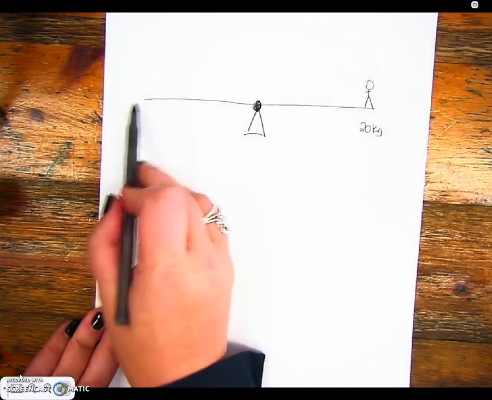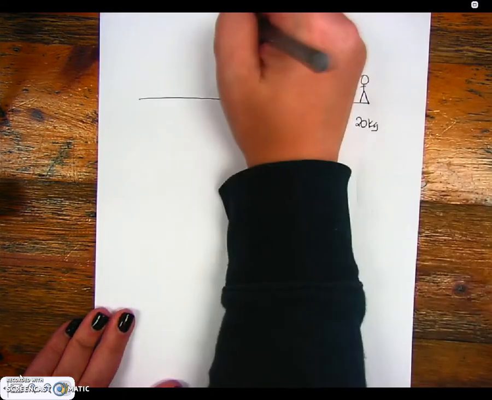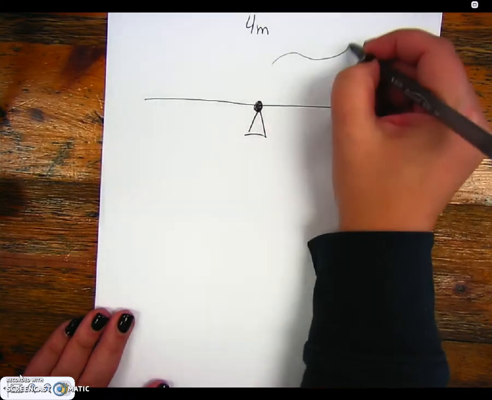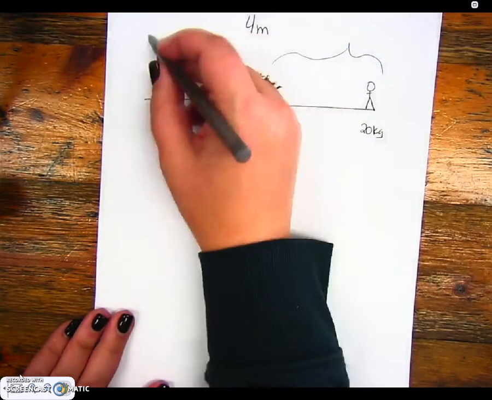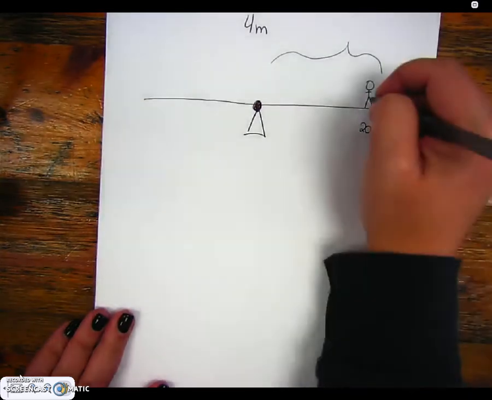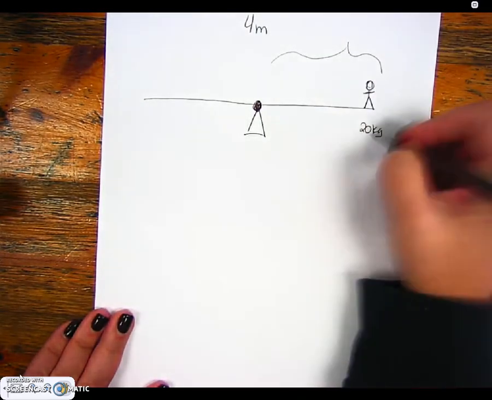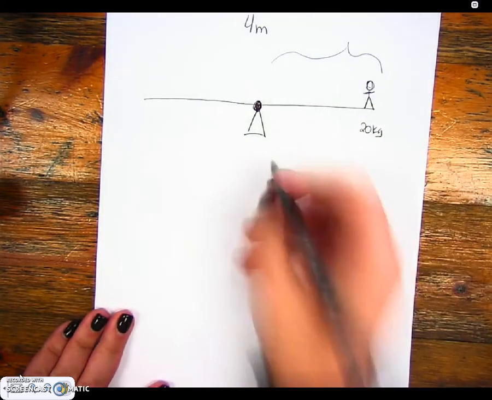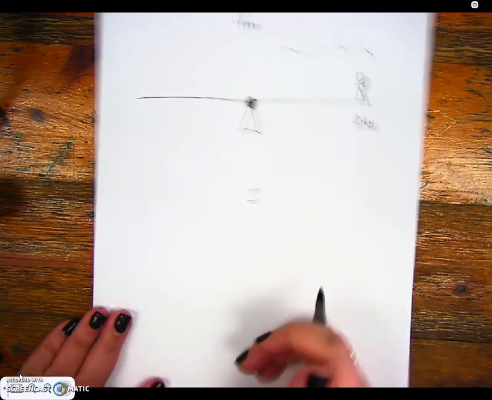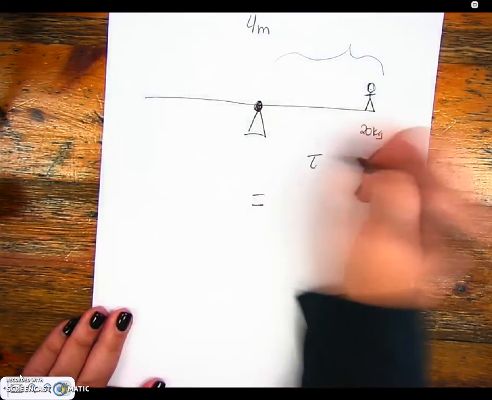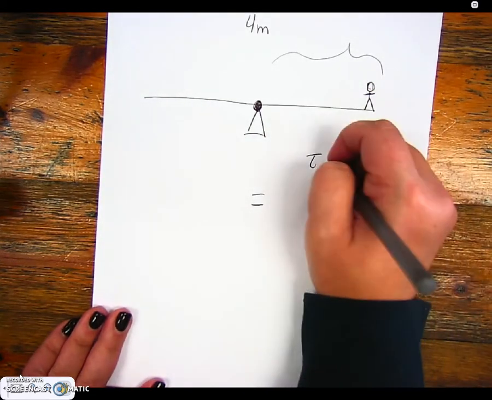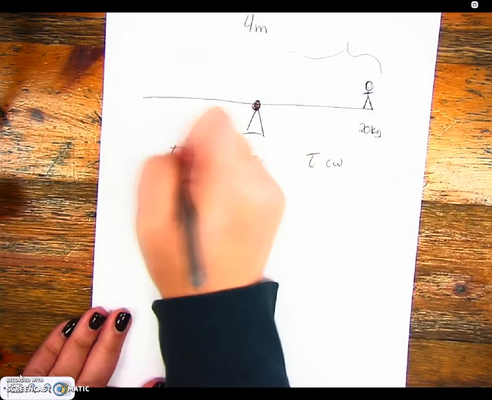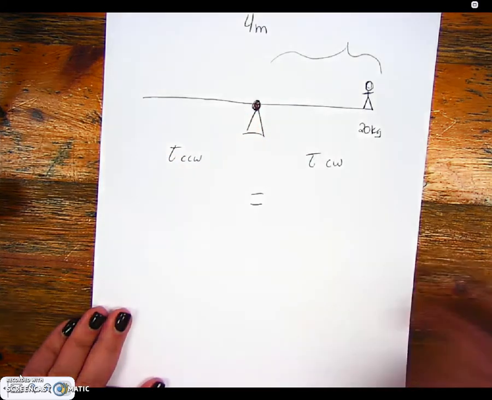So let's say we give the board a length. Let's just say it's 4 meters. So that means there's 2 meters over here, and there's 2 meters of space over here. So if this 20 kilogram kid is over here exerting a force downwards, his torque that's going to make it go to the right must be equal to the torques to the left. When we say right, we're really talking about clockwise torques. And things that are going to the left are going to be counterclockwise torques, right? And they have to be equal.